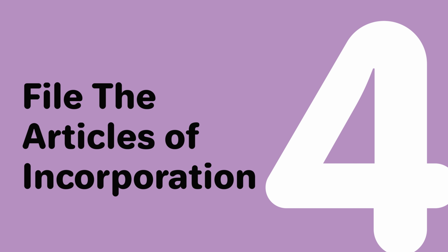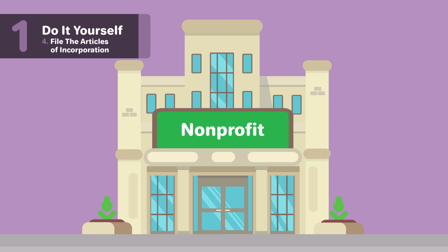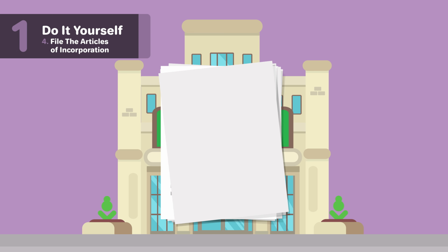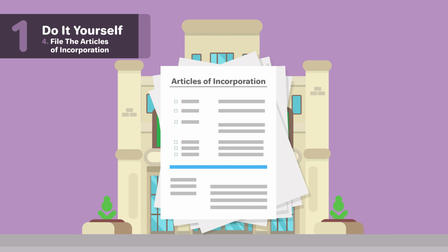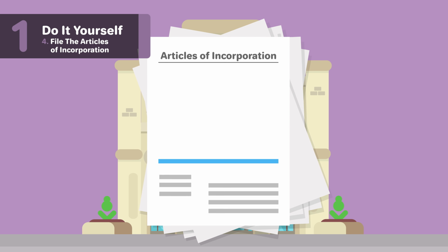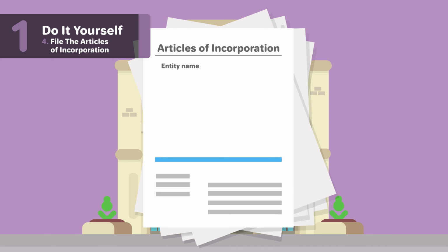4. File the articles of incorporation. To form a nonprofit corporation, you will need to file official papers with New Mexico. In New Mexico, this is called the Articles of Incorporation. Some possible information in the Articles of Incorporation you may have to include is entity name, duration, purpose, registered agent and registered office, initial directors, and incorporators.